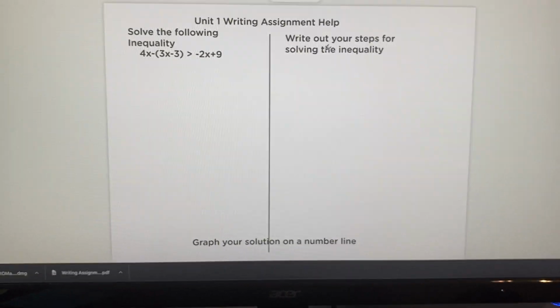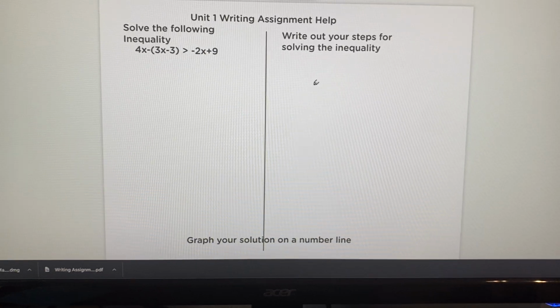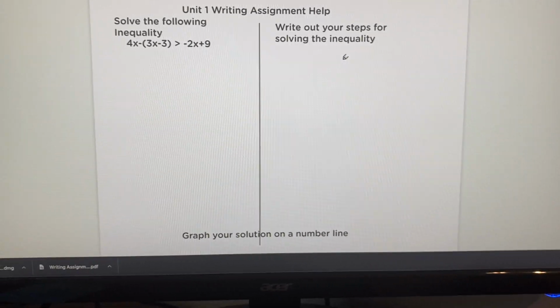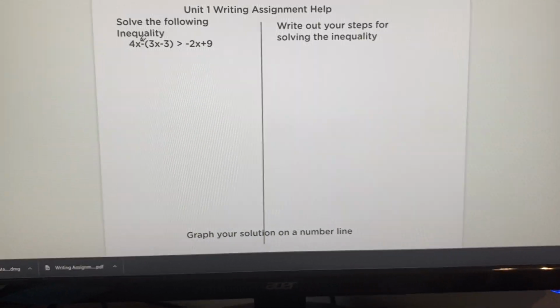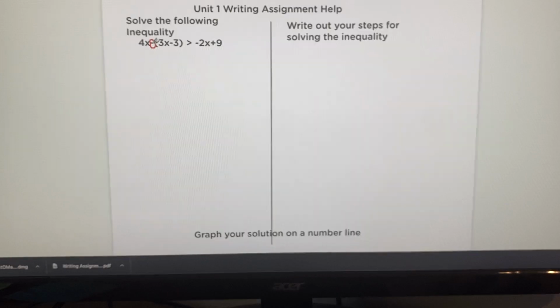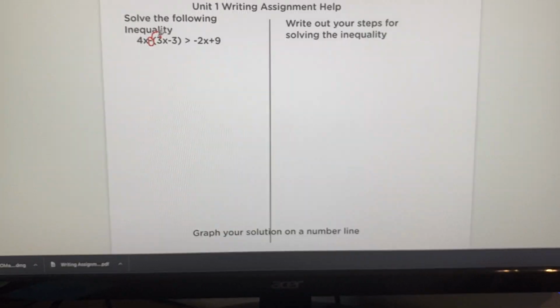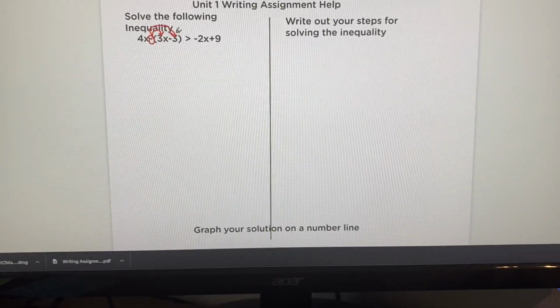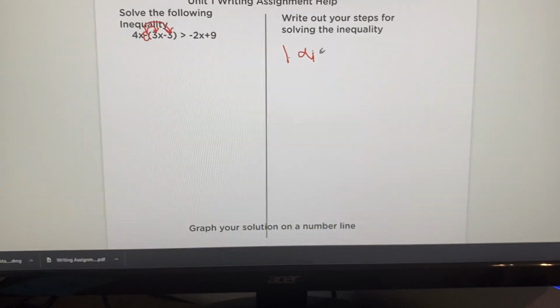What I find easiest to do is, as I do each step over here on the left, I'm just going to write a quick little note over here on the right to explain what I did. If you notice, right here outside the parentheses, we have a negative sign. So that means this negative, it's like a negative 1. It has to get distributed to both the 3x and the negative 3. So the first thing I'm going to do is distribute my negative.